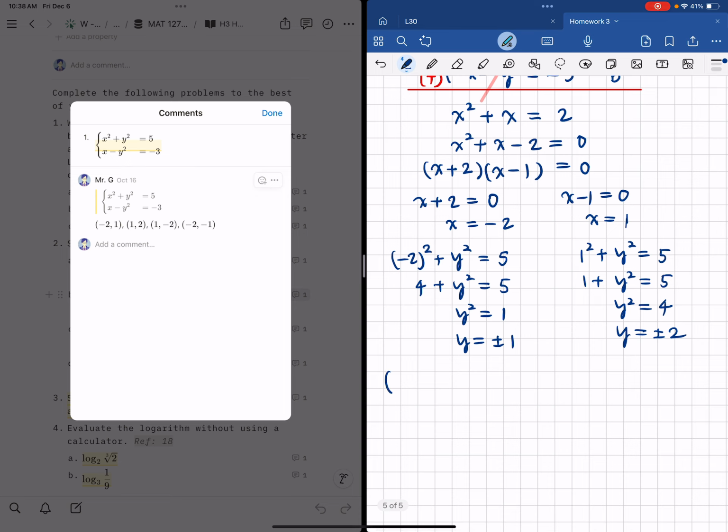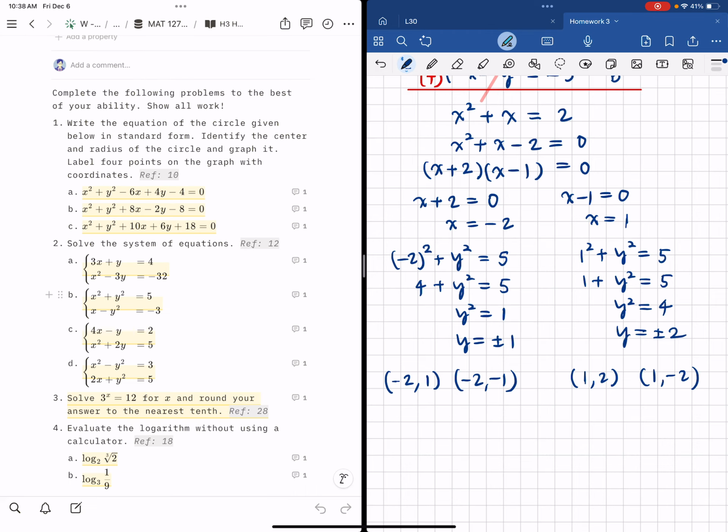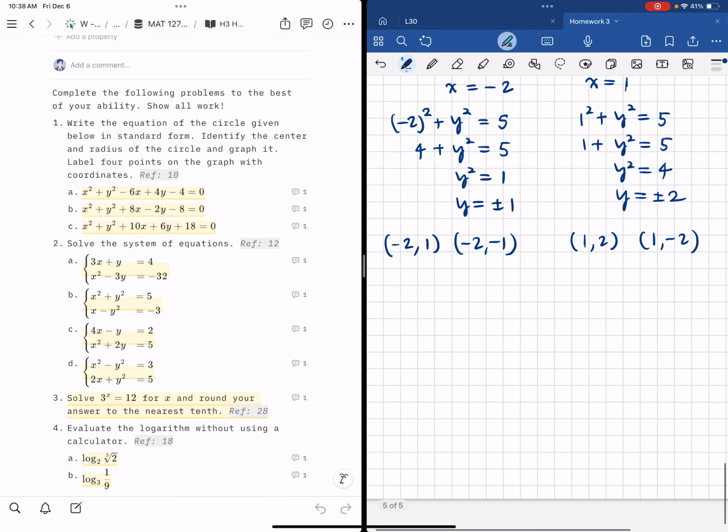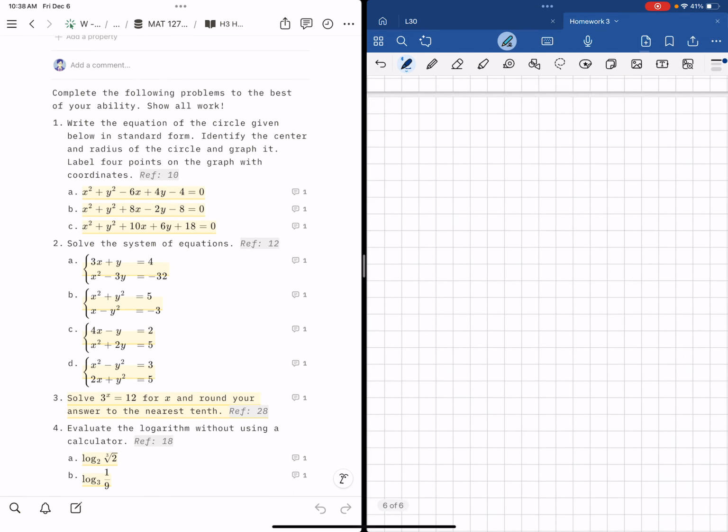Let's write down all of them. So the first will be negative 2, positive y, negative 2, negative y, right? So those are the 2 points from the first x. The second x will give you 1, comma 2, and then 1, comma negative 2. Okay, so that's part B.